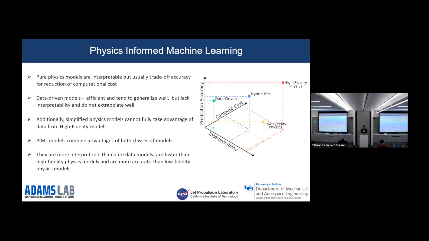And as I was alluding to earlier, if you look at this trade space of interpretability, prediction accuracy, and computational cost, we all know where high fidelity physics models lie, right? You're going to get the most amount of accuracy. However, the computational costs are really high, right?